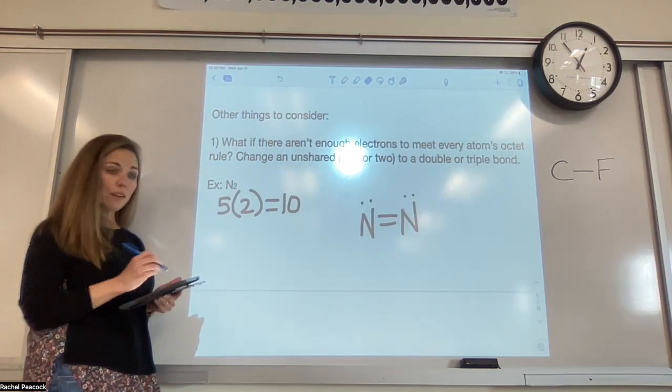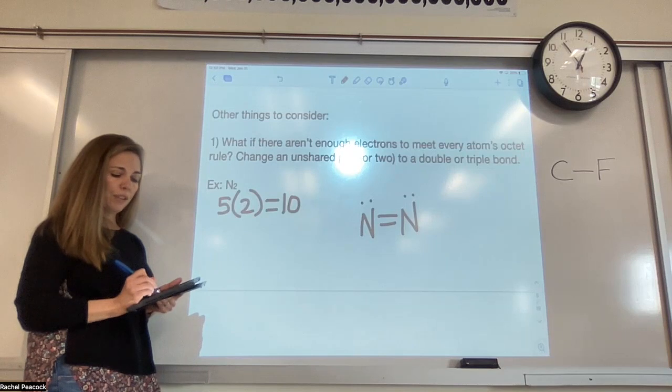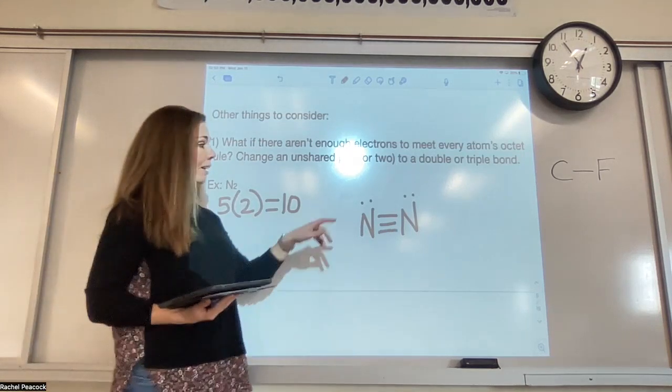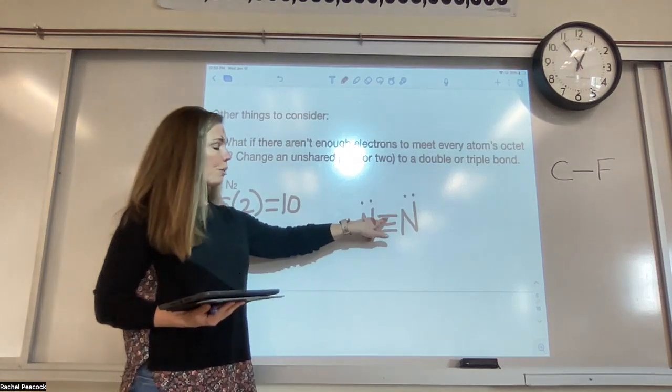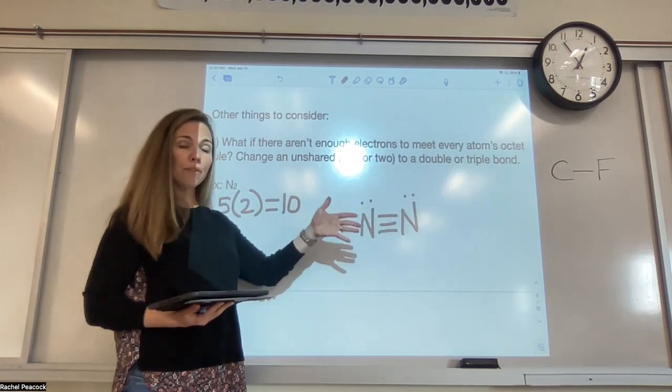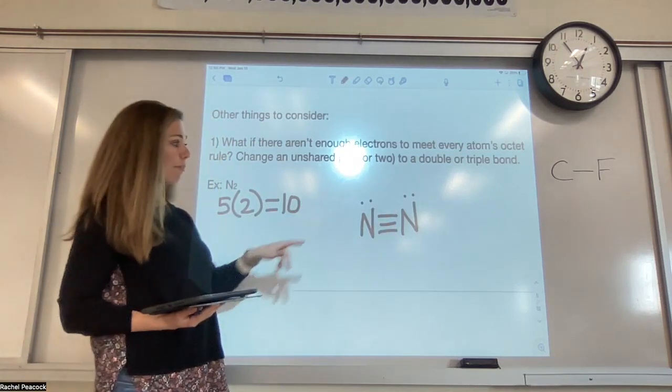I'm going to erase another pair on that left nitrogen, and change that to a line, a shared pair. So now they are triple bonded. Three different pairs of electrons are shared, okay?